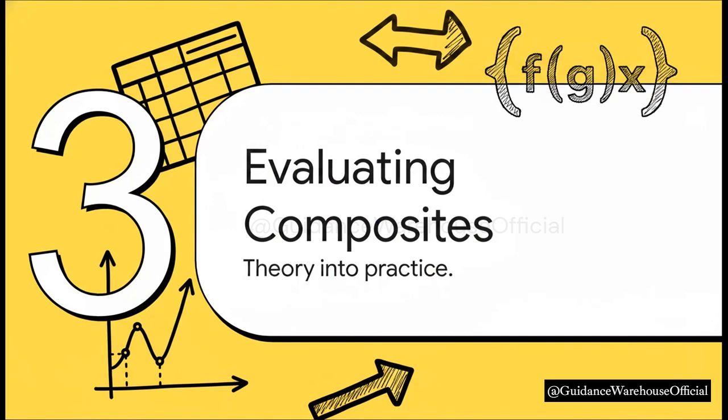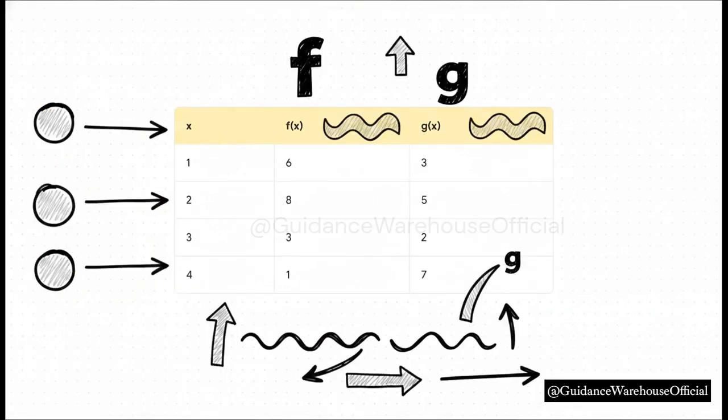Okay, that's enough of the theory. Let's actually put this stuff into practice. We're going to see how this works with functions given to us in tables, on graphs, the whole shebang. So on this slide, we've got two functions, f and g, laid out in a simple table. For any given x, we can just look up the output for f(x) and g(x).